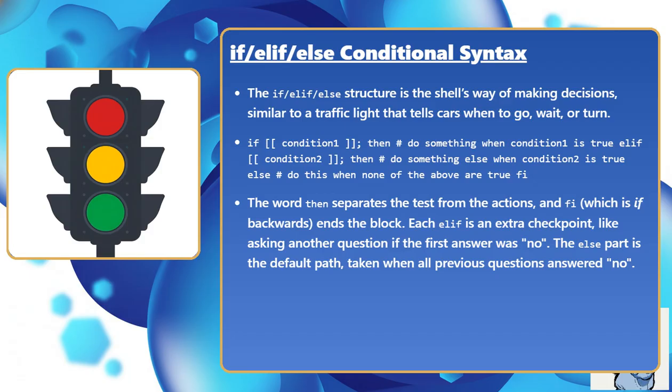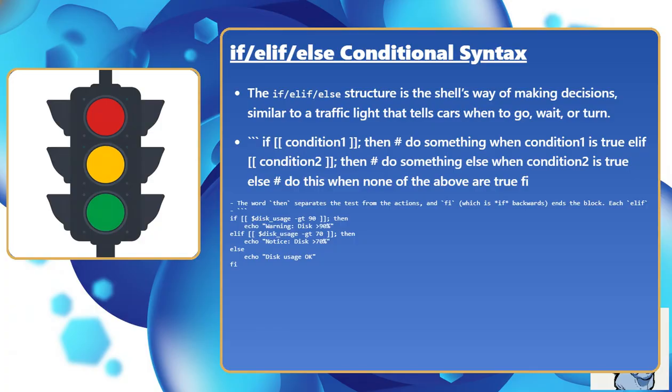Each elif is an extra checkpoint, like asking another question if the first answer was no. The else part is the default path taken when all previous questions were answered no. if [[ $disk_usage -gt 90 ]]; then echo "Warning: $disk_usage > 90%"; elif [[ $disk_usage -gt 70 ]]; then echo "Notice: $disk_usage > 70%"; else echo "Disk usage OK"; fi.